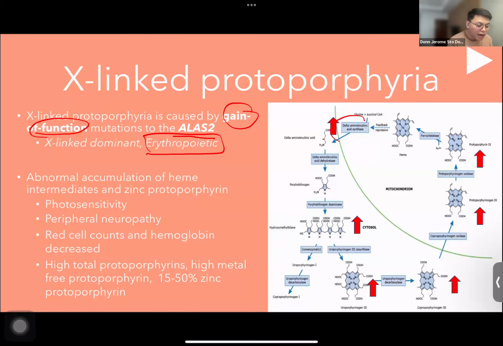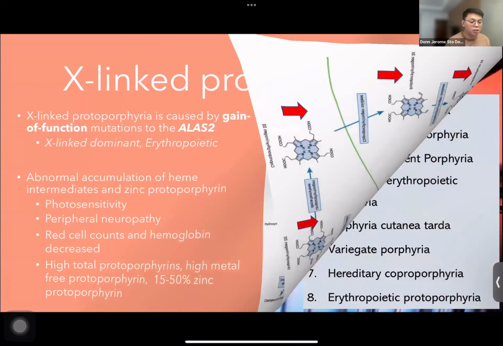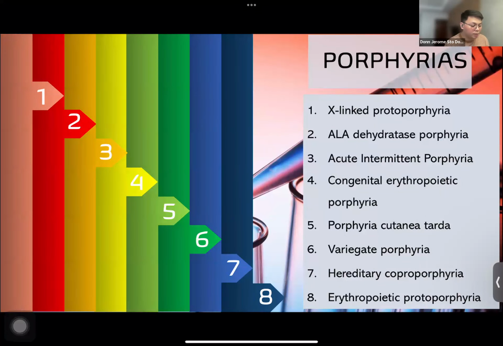Overly active yung ALAS. G na G siya. So kung G na G yung ALAS, tataas ba yung intermediates lahat? Yes po, Doc. Tataas ba ang ALA and PBG? Ano pong manifestation pag ALA-PBG? Doc, peripheral neuropathy, neurovisceral symptoms. Eh yung mga porphyrins po, pag nag-elevate, cutaneous symptoms. Expected naman na all porphyrias will have anemia. So mag-focus lang tayo doon sa symptoms related to it.